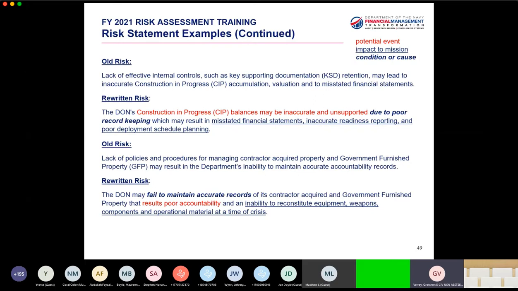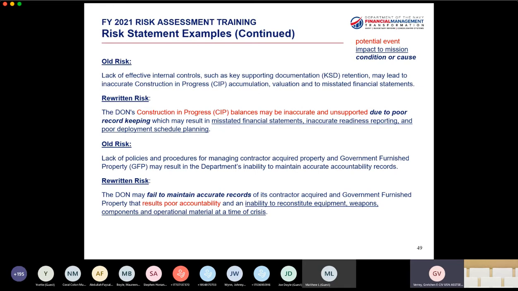Okay, and so for this one, the DoN may fail to keep an accurate record of its contractor-acquired government-furnished property, which results in poor accountability and an inability to reconstitute equipment, weapons, components, and operational material at a time of crisis. So basically, the rewritten risk is a lot more clear about what could happen: the condition and the cause, the potential event, and the impact to mission.